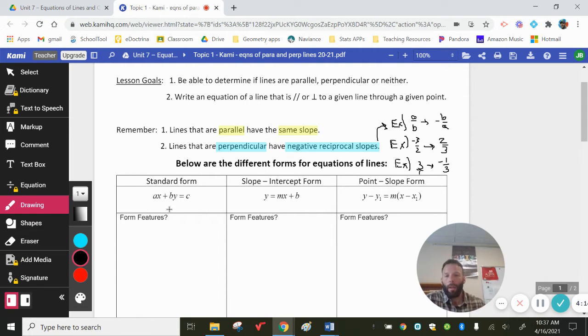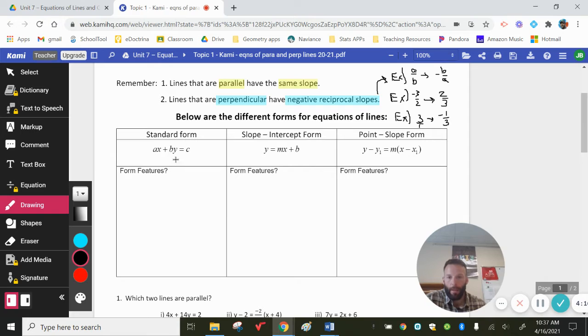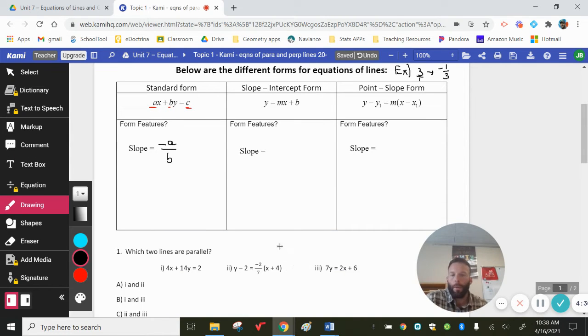Now, one of the things we can take away from this is that if you see an equation written in standard form, you can determine the slope of that line without having to do much work at all. Let me show you what that would look like. When an equation is in standard form, the slope of that line is negative a: take the value of a, negate it, and divide that by b. So when you see a line that's in standard form, the slope is negative a over b.